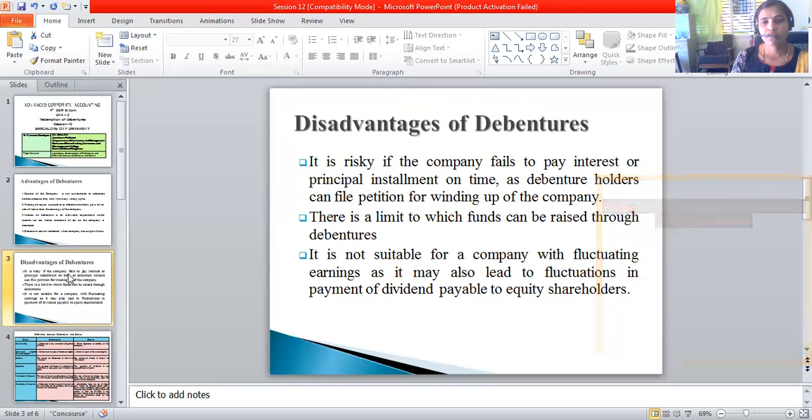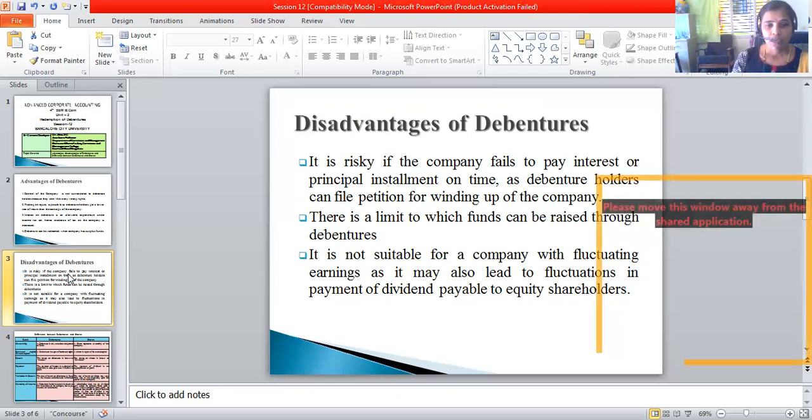It is not suitable for a company with fluctuating earnings. If a company is having fluctuating earnings, it will be difficult because the interest payable to the debenture holders is a mandatory payment. Irrespective of whether they have profits or not, they're supposed to pay. So that is the thing here.